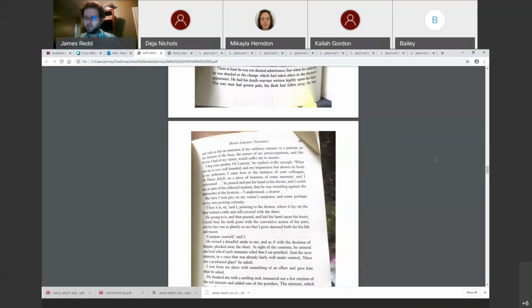Michaela wants to talk about page 52. Are you talking about when Lanyon sees Hyde? Is that what you're talking about, Michaela? When Lanyon first discovers Hyde? In my edition, that's on page 50. And that was a page I wanted to talk about, so maybe we can get back to the text.